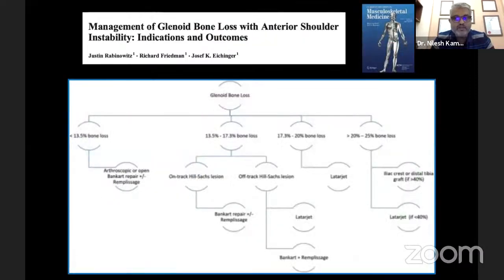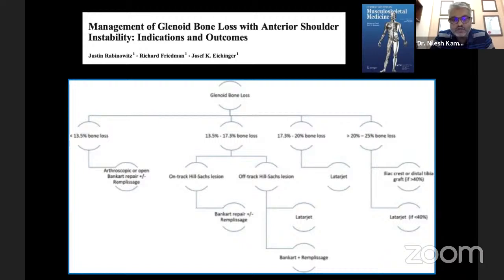This is my algorithm that I follow, which is according to the Friedman's paper, where less than 13.5% bone loss, I really don't bother about the bone loss. I would do a standard arthroscopic procedure. If it's between 13.5 and 20, then I look at an on-track or an off-track lesion.